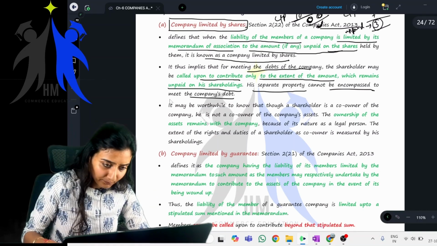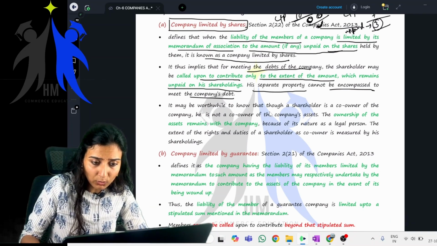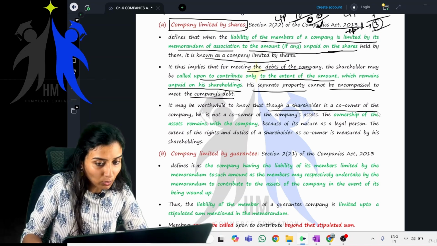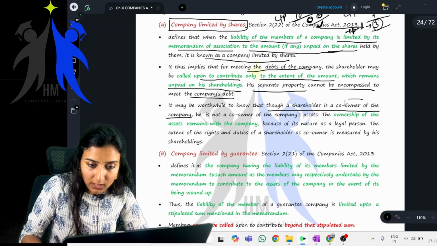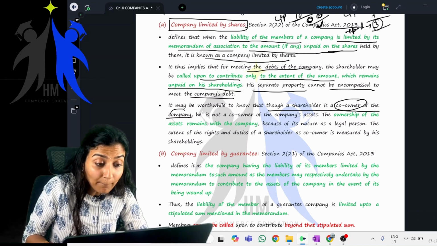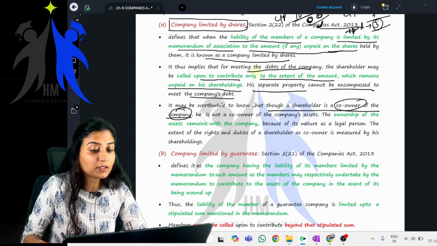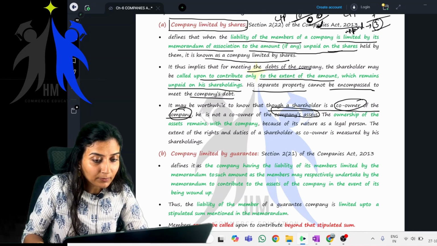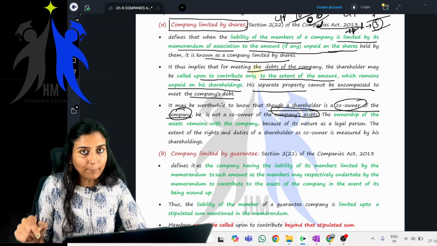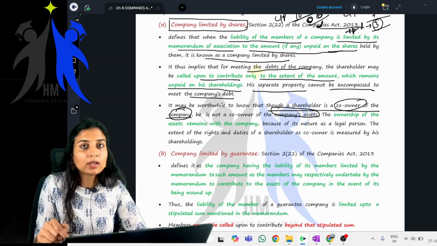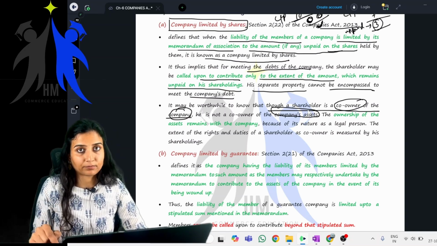Yes. Next, it may be worthwhile to know that though a shareholder is a co-owner of the company, read it again. The shareholder is the co-owner of what? Co-owner of the company. He is not the co-owner of the company's assets. Very important. He is the co-owner of the company because he holds shares of the company.